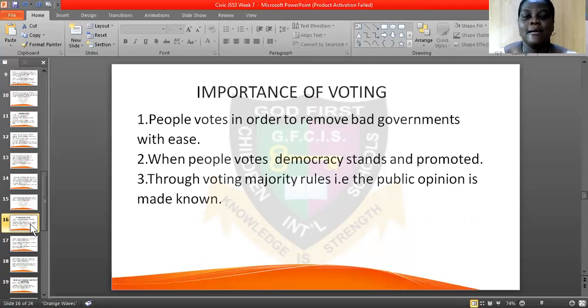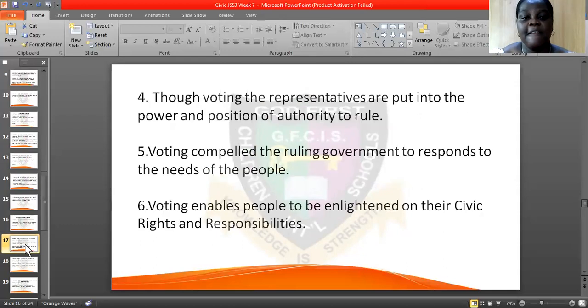Importance of voting. What happens when people vote? Number one, people vote in order to remove a bad government with ease. And when people vote, democracy stands and is being promoted. That's another importance of voting. And through voting, the majority rules to remove a bad government, or a government that is not delivering or functioning. And this is where public opinion is made known very well. And through voting, representatives are put into power and positions of authority to rule.